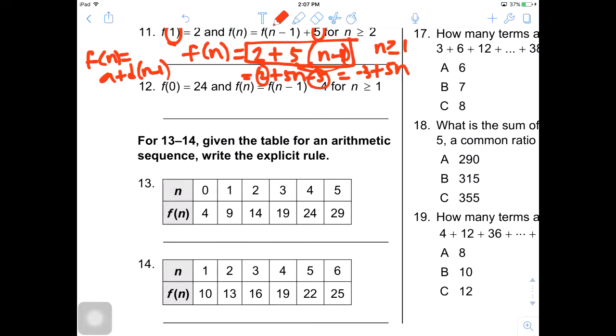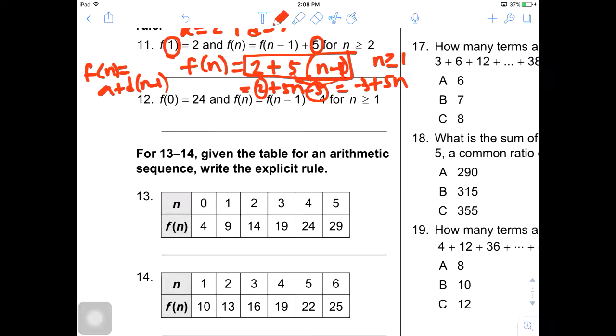Number 12, we're starting with f of 0. So once again, we have a is equal to 24. Even though that's f of 0, that's still the initial value. And then it looks like it is minus 4. That is the common difference, so d equals negative 4. And so with the formula, we can go ahead and write f of n.